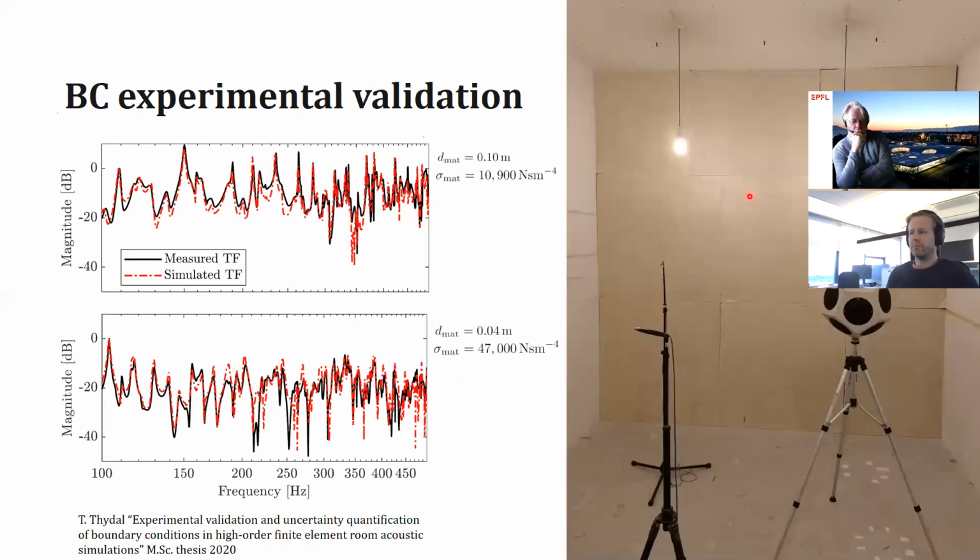We also did some experimental validation where we measured and simulated a small room, which has 5 hard surfaces and 1 surface, which is this porous material mounted on the rigid backing. These measurements and comparisons were done by my colleague Tobias Cheol-Ho during his master project. And we see here that when looking at the frequency domain, we get a pretty good match between the measurement and the simulation.